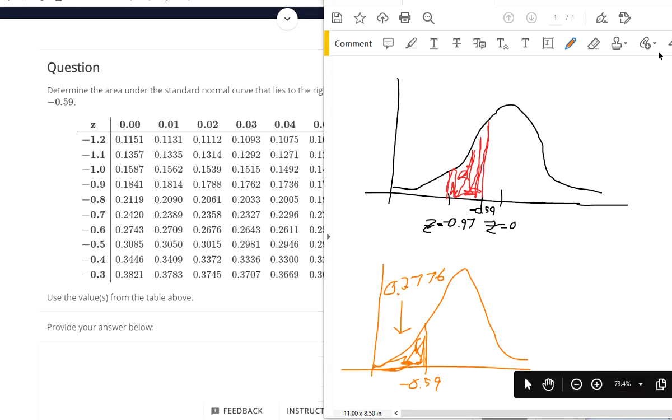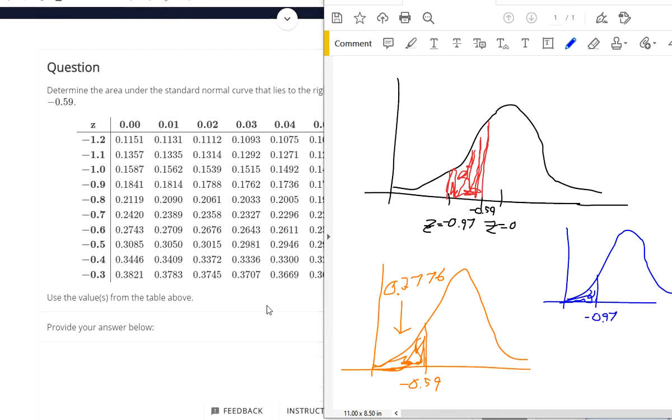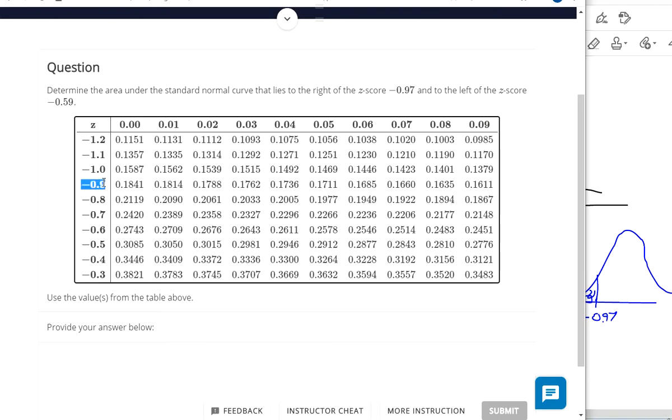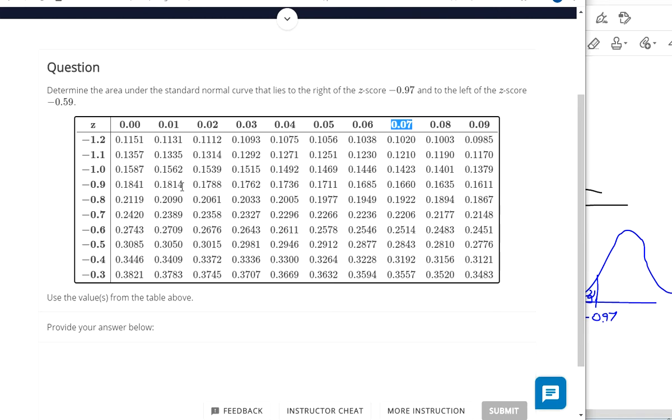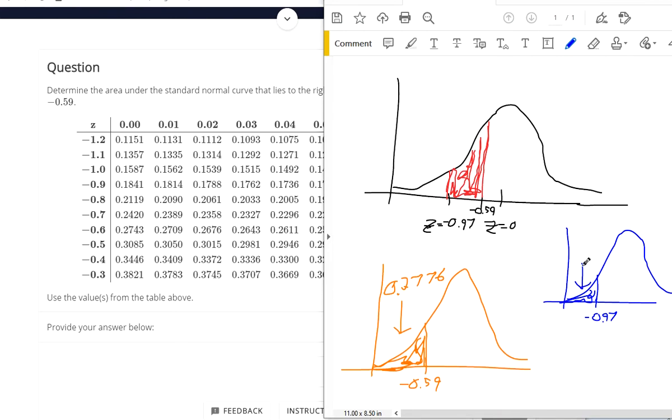We don't want this extra tail, so we've got to go back to the table and look up the next number, the z-score, the other one we're given, negative 0.97. And again, it's going to give us all the area to the left. So here's negative 0.9. Here's the 0.07 part, the 7 in the hundredths place. So negative 0.97 links up at 0.166. If I was to superimpose this on this graph, that's this area.